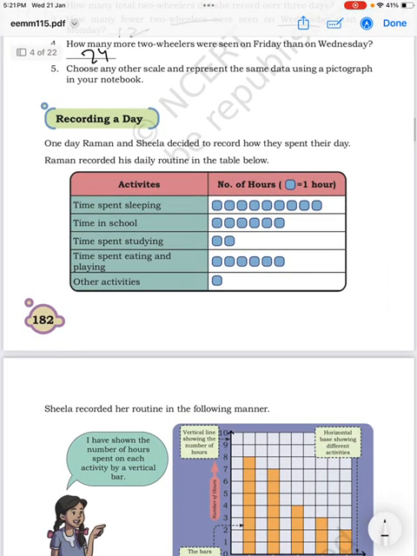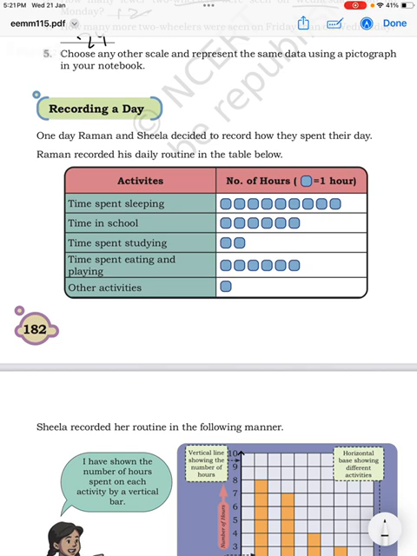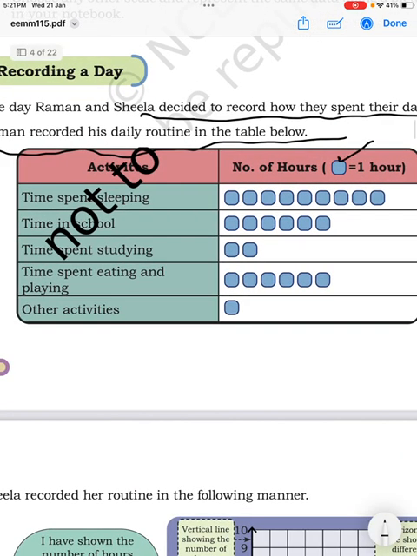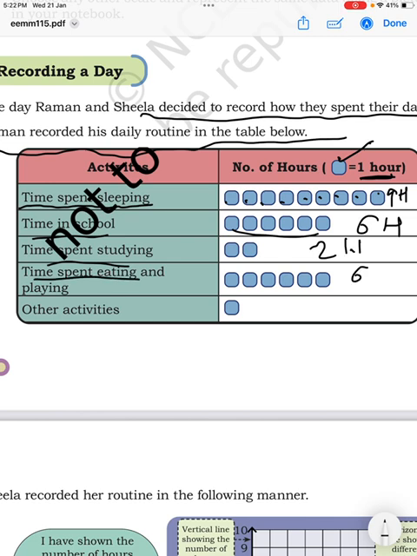After that, recording a day. One day Raman and Sheila decided to record how they spent their day. Raman recorded his daily routine in the table given below. You can see each picture here shows 1 hour. The time spent sleeping is 9 hours. Time in school, 6 hours. Time spent for study, 2 hours. Time spent for eating, 3 hours. And other activity only 1 hour.